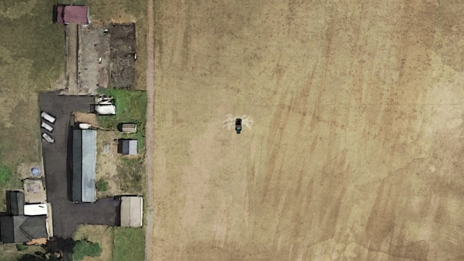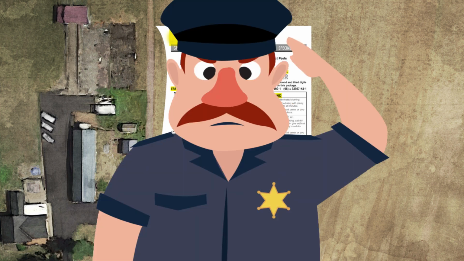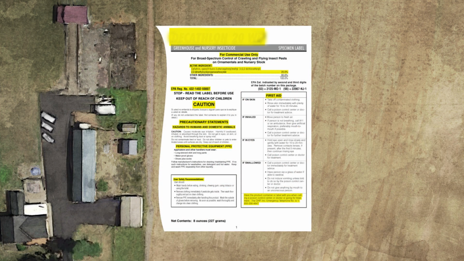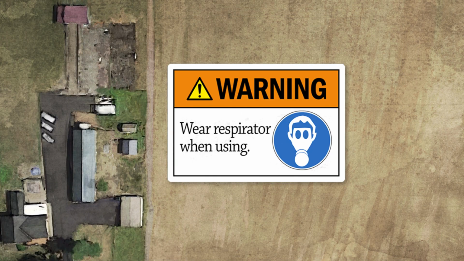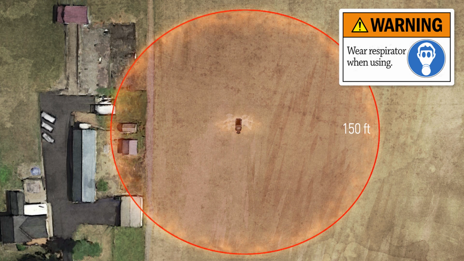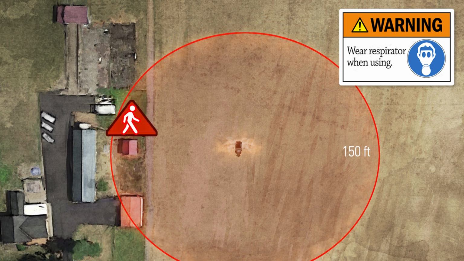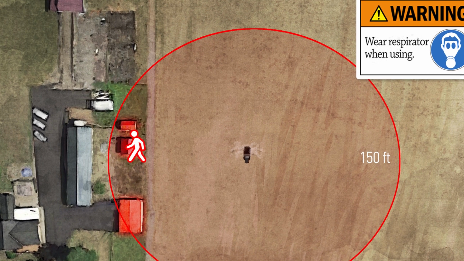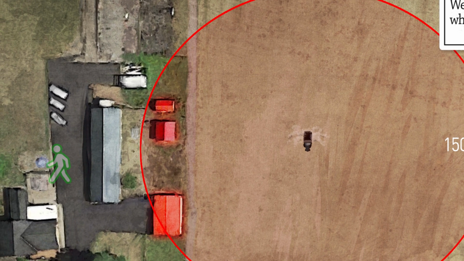Remember, when pesticides are being applied, the label for the pesticide is the law. If the label is more stringent, you will need to follow the requirements on the label. Also, if the label requires the handler to use a respirator, then the 150-foot exclusion zone will apply. You can't have anyone inside that exclusion zone. If you see someone, you must stop the application, have them clear the area, and follow decontamination procedures as necessary.